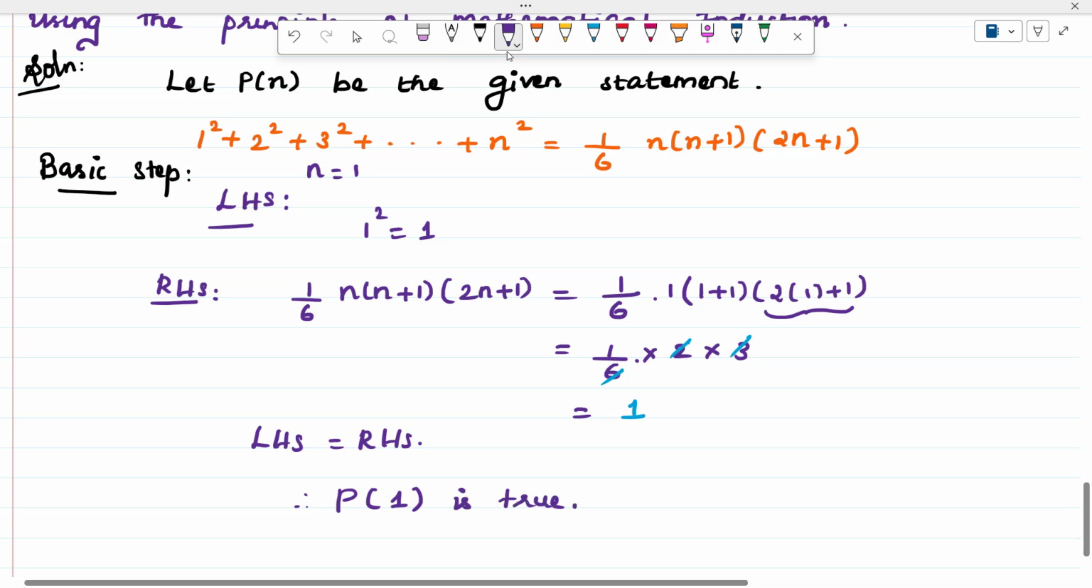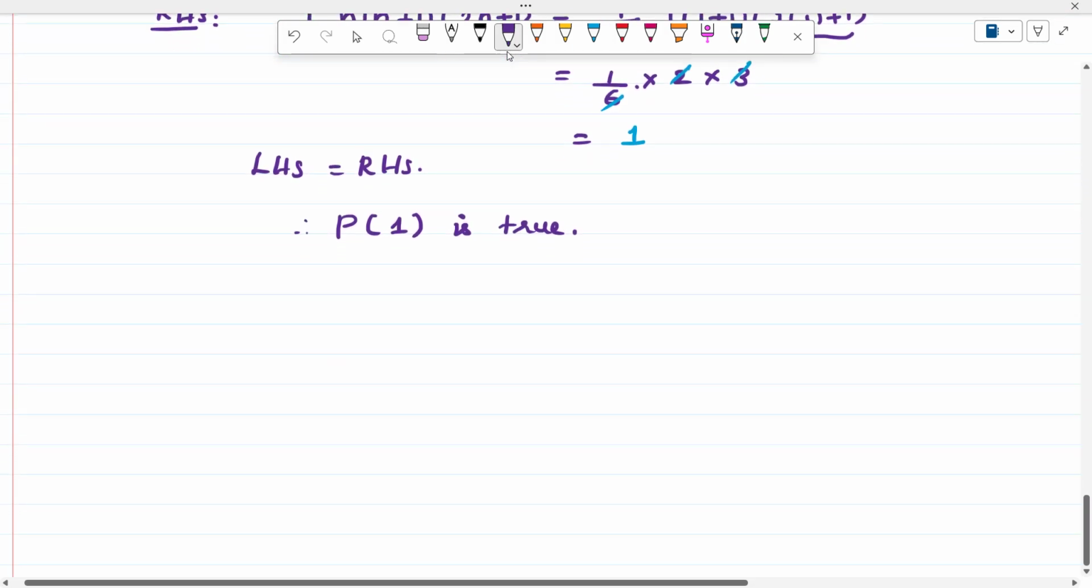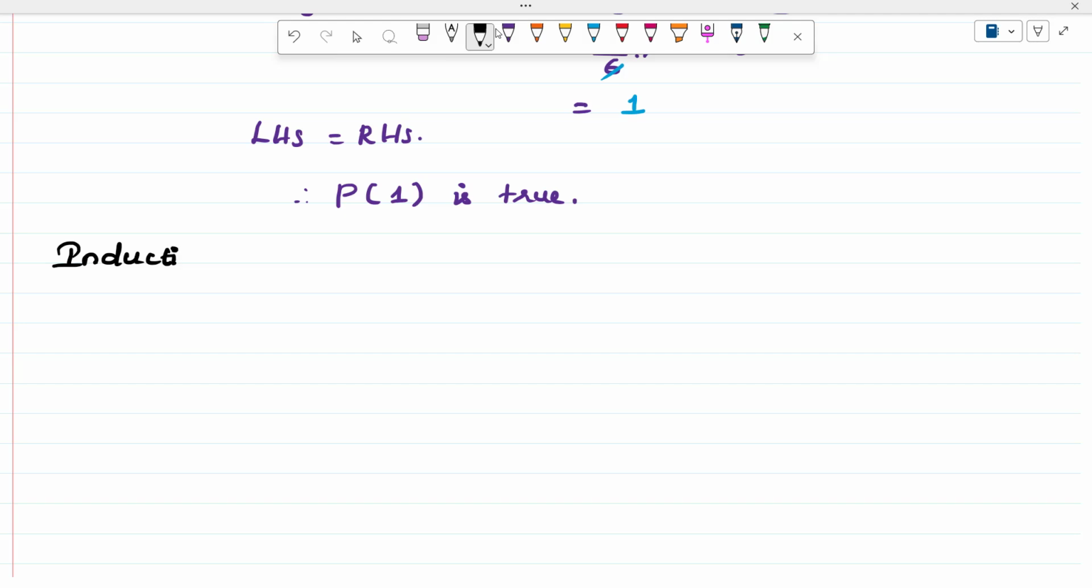So next is the inductive step. In the inductive step you have to assume the statement is true for n equal to k, and you have to prove it for k plus 1. So in the inductive step you have to assume the given statement is true for n equal to k. Therefore assume P(k) is true.